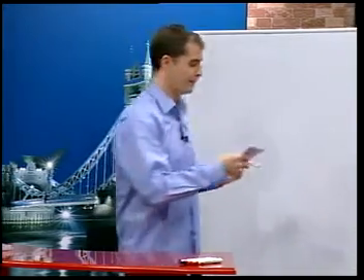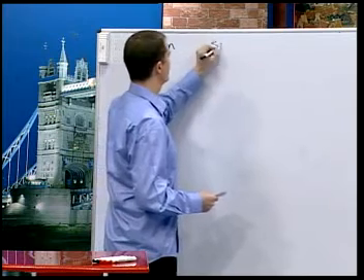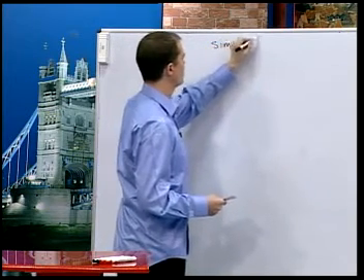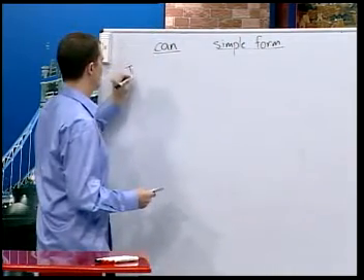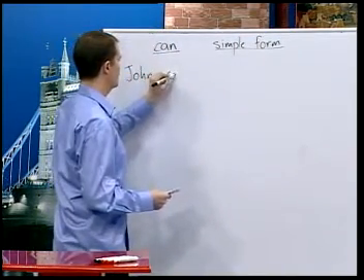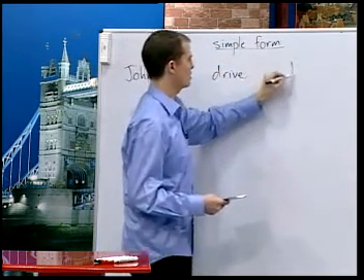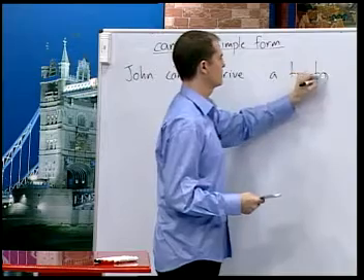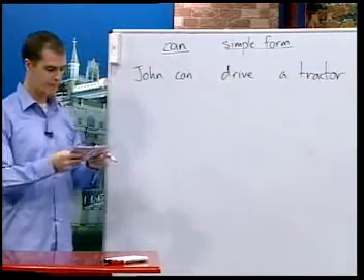Can expresses ability. You are able to do something because of a special skill. The simple form of the verb follows can. We have can, and then we have the simple form. So it works like this. John can, simple form, drive a tractor. John can drive a tractor.